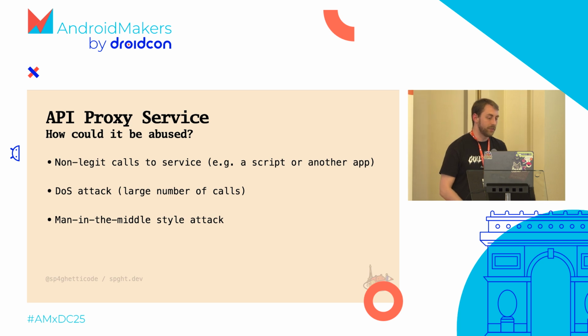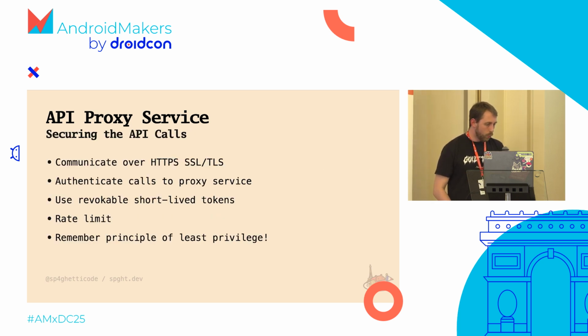It also has, when we're talking about the back end, a whole load of other issues associated with it, things such as denial of service. You don't want users to be able to knock your proxy service offline. And there are also man-in-the-middle style attacks where you can potentially intercept things, if you know what you're doing, to access sensitive data when it's coming back from the API service that you're using. So, we need to secure it.